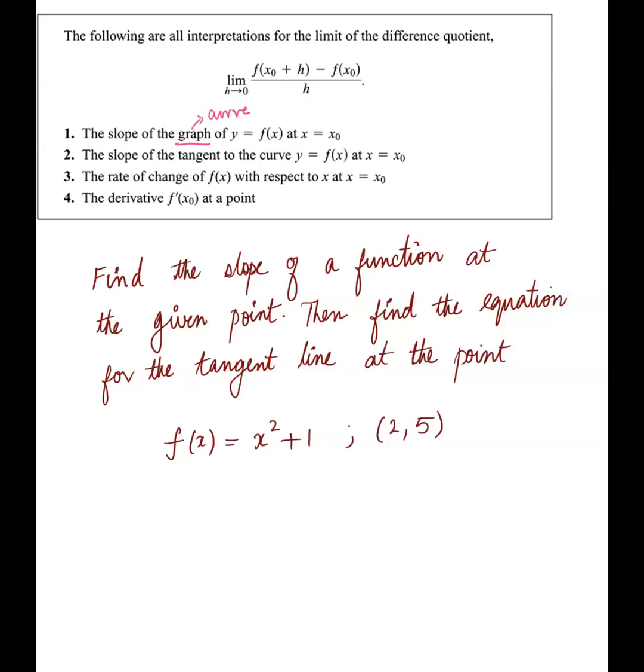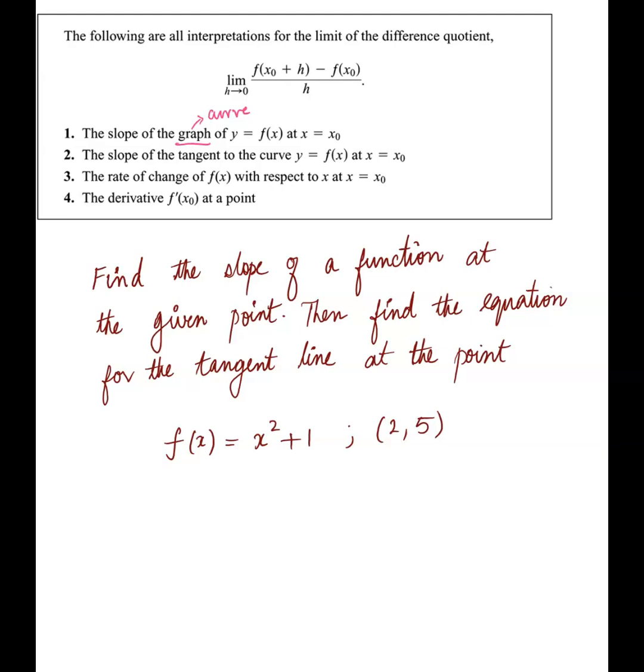Let's read this problem. Find the slope of a function at the given point. Then find the equation for the tangent line at the point. And the function is given to be f of x equals x squared plus 1, and the point specified to be (2, 5).